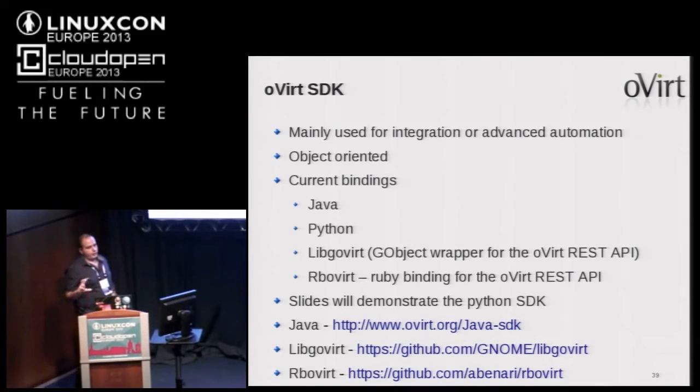There are a few other projects that created different bindings or different wrappers for the REST API. One of them is a GObject wrapper, libgovirt, and the other one is RbOvirt, which created a Ruby binding. I know that RbOvirt is not a complete binding for the API. I'm not sure about libgovirt. I have the links in here. You can browse and have a look if it's interesting for you in your environment. The examples I'll show here are for the Python SDK. The Java SDK is pretty similar, just in Java. There are some examples also on our website.